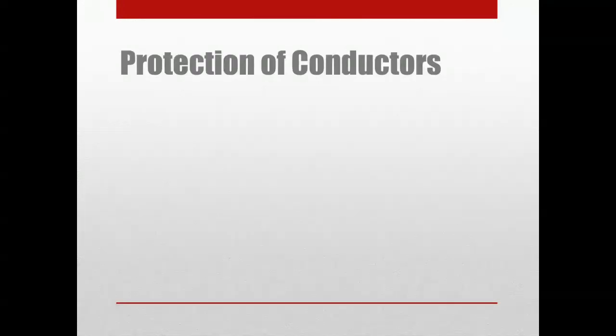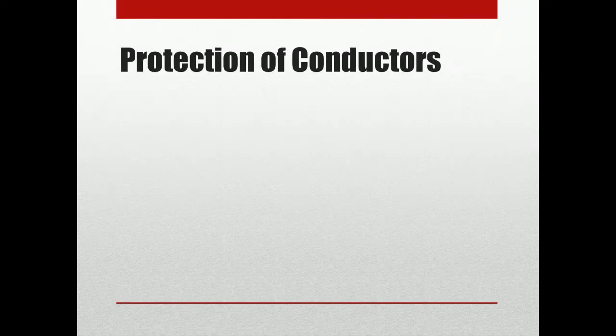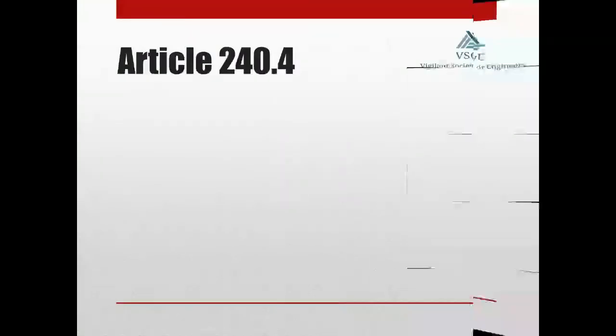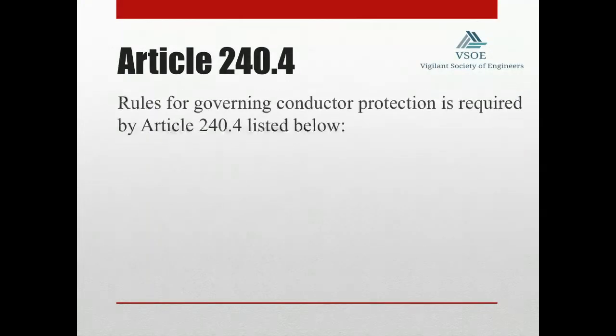Now, the protection of conductors. Conductors other than flexible cords, flexible cables, and fixture wires shall be protected against overcurrent in accordance with their ampacity specified in Article 310.15, unless otherwise permitted by 240.4 in the National Electrical Code. The rules that govern conductor protection required by Article 240.4 are listed below.